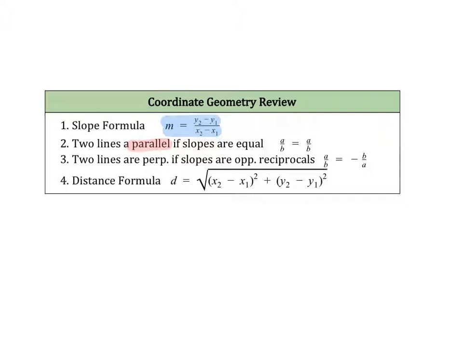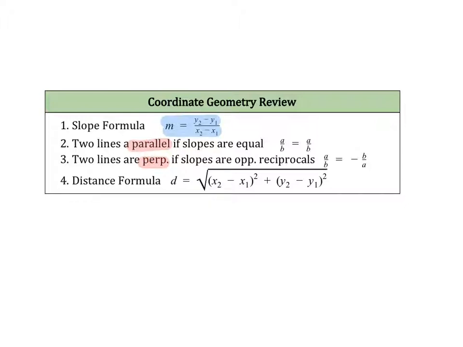The other way you can interpret slope is if you have slopes that are opposite reciprocals. Opposite meaning one is positive and one is negative, and reciprocals meaning the numerator and denominator are switched. So you can see here a is in the numerator, b is in the denominator. For the reciprocal, b is now in the numerator and a is in the denominator. So both of these things need to be true. And if both of those things are true, the two lines are perpendicular, which remember means that they make a 90-degree angle.